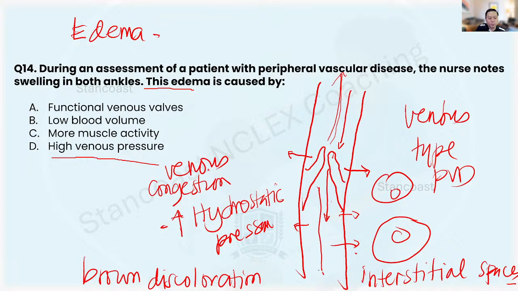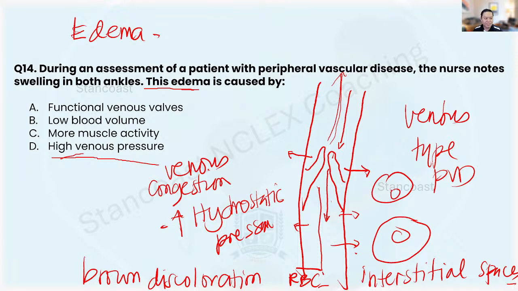Okay, the red blood cells leaking into the tissues. So it will go into the first, second layer, the skin. That's why you're going to see those brown discolorations, and that is caused by the leaking of the red blood cells into the tissues, and it happens for quite a long time, so that discoloration will look quite permanent. Okay, now, that is the reason why the edema shows up. It's because of the high venous pressure.